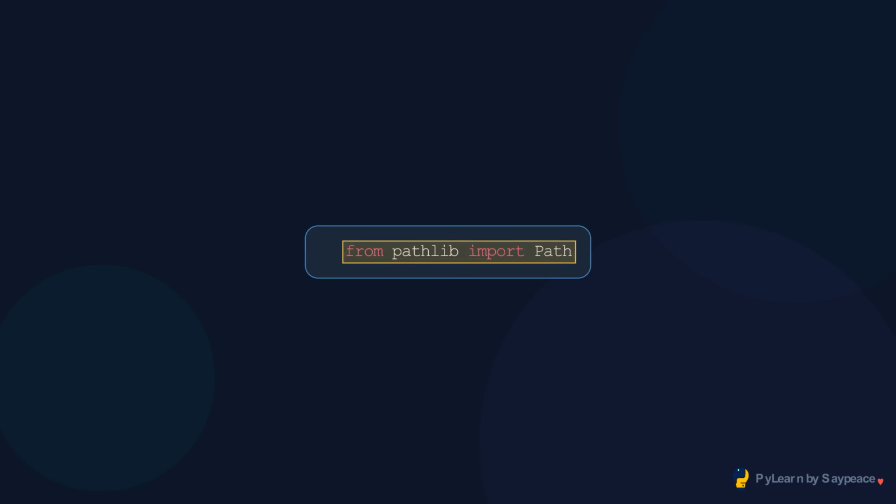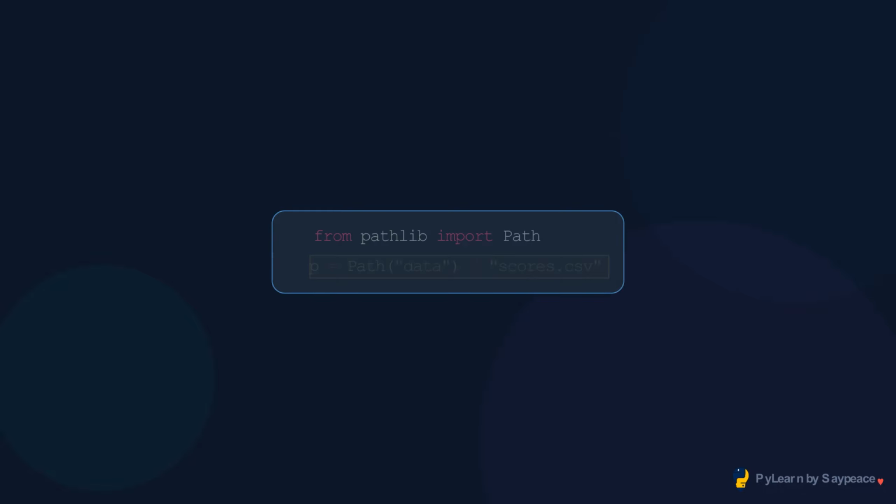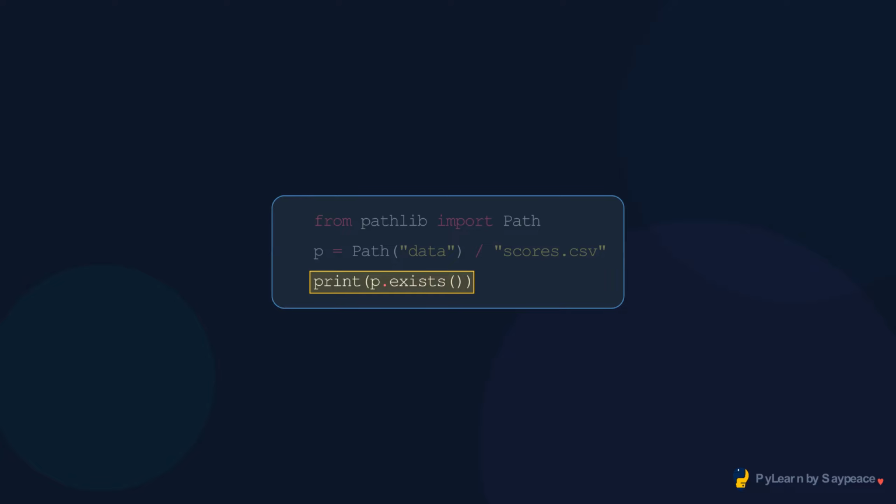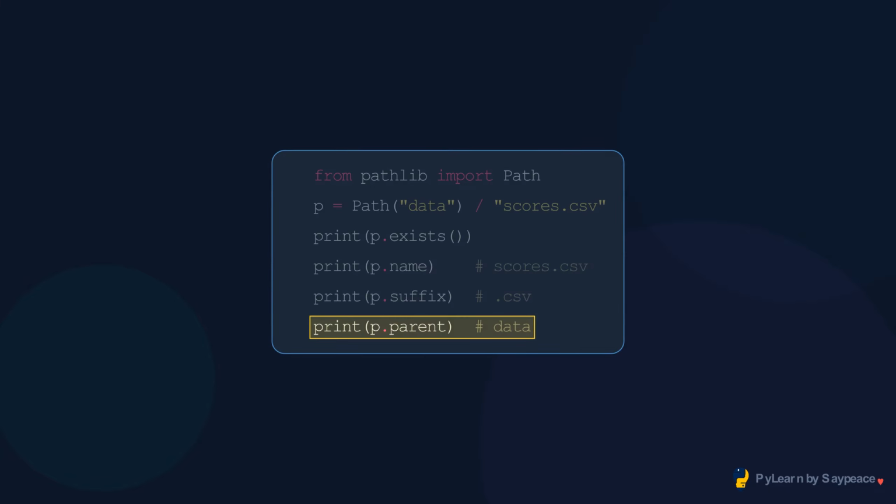Pathlib is the modern way to work with file paths in Python. It handles Windows backslashes and Unix forward slashes automatically. The slash operator joins path components, works on all operating systems. Exists returns true if the file is there. Path objects have properties for each part of the path. Name, suffix, and parent, no string splitting required.